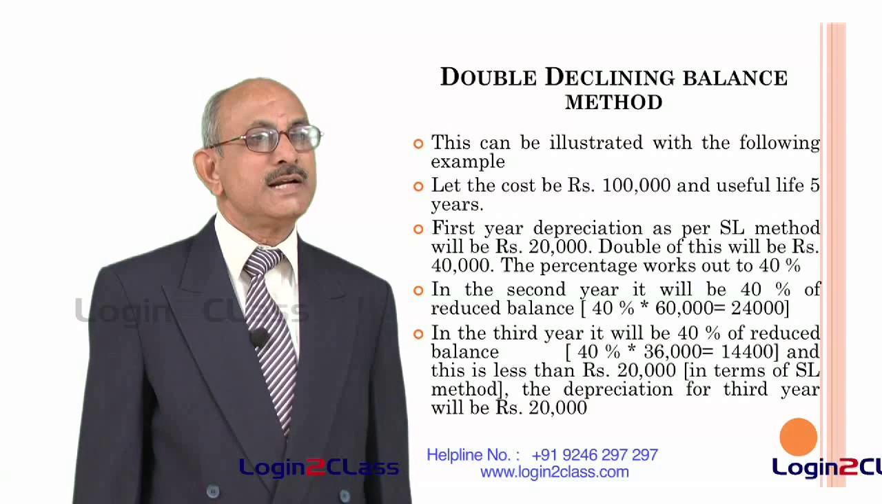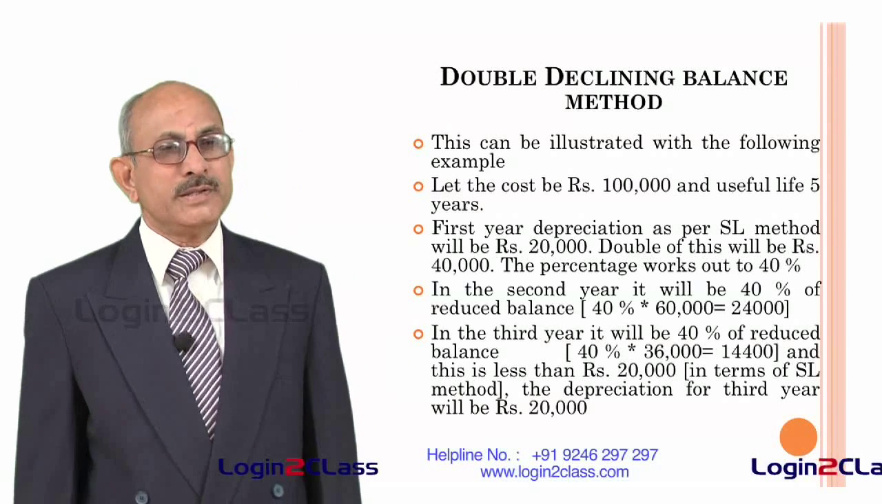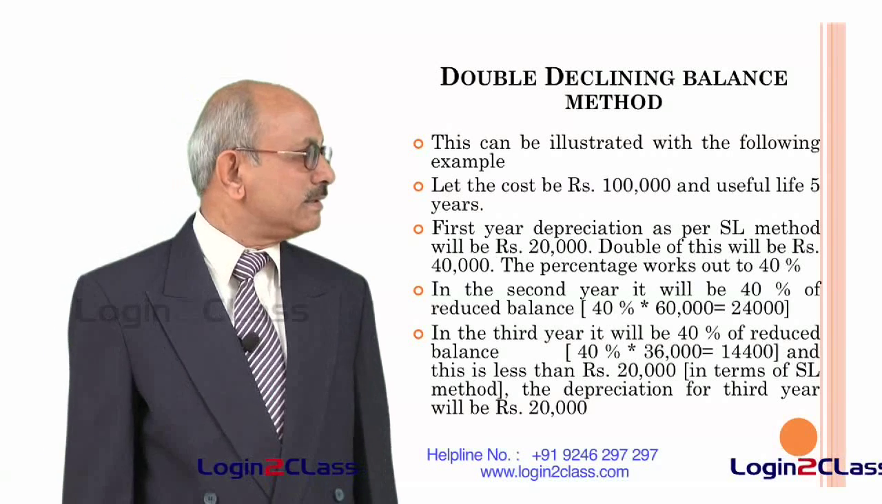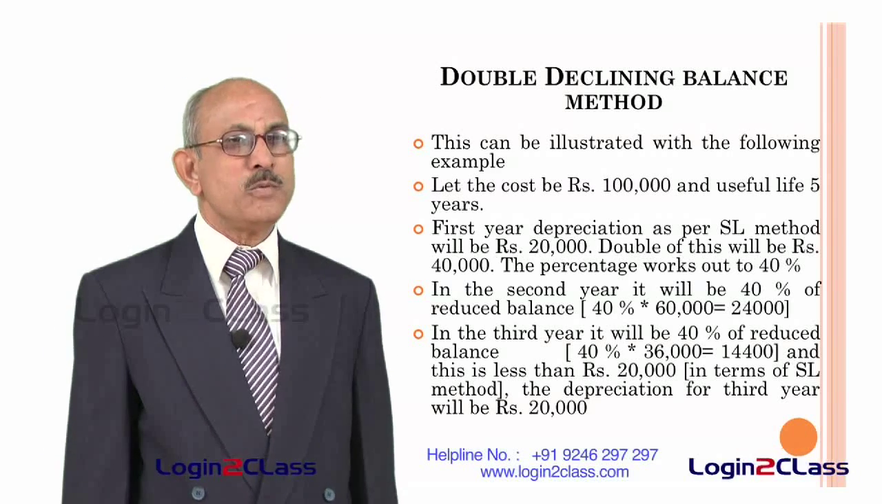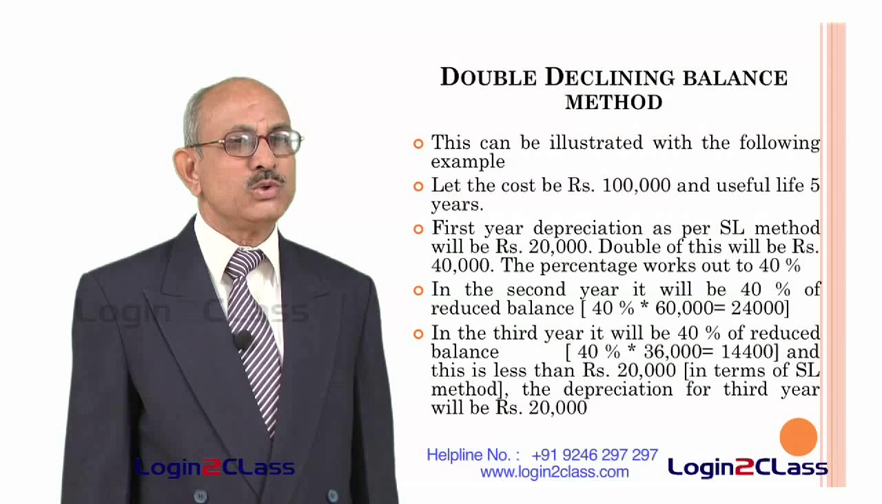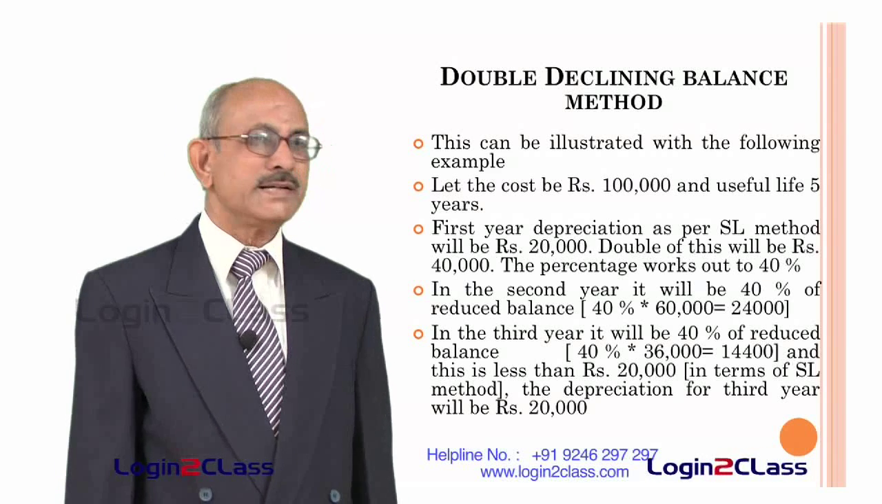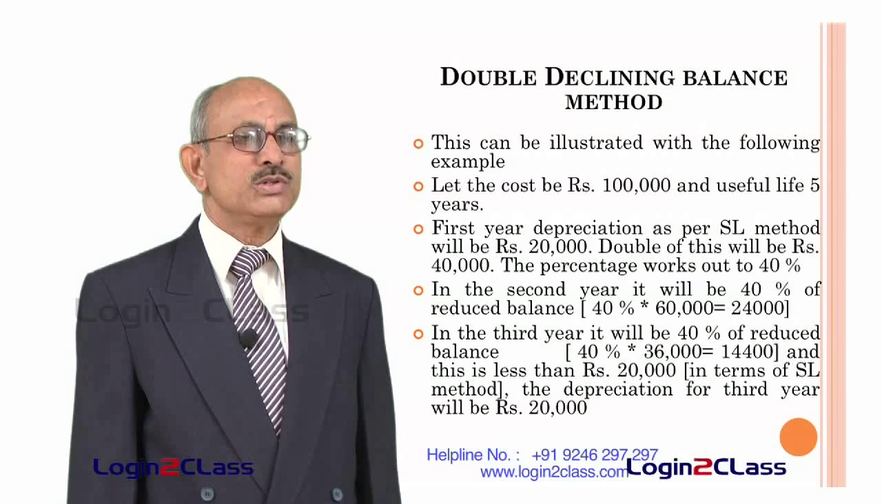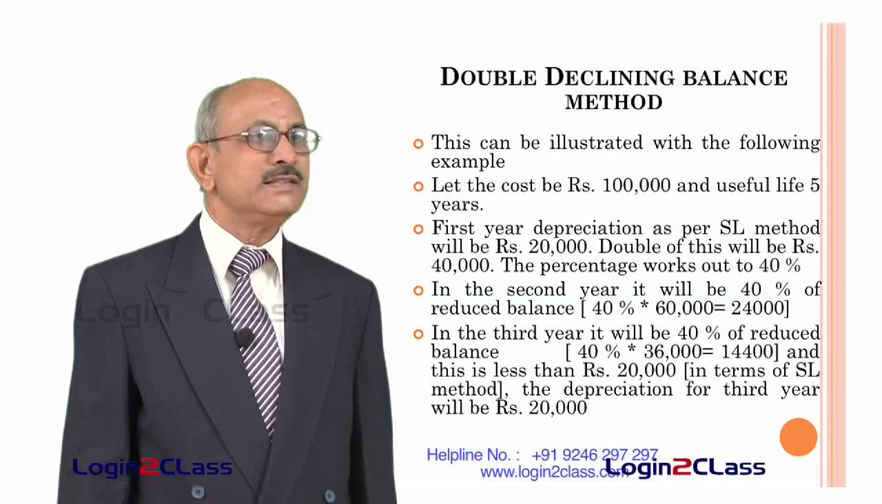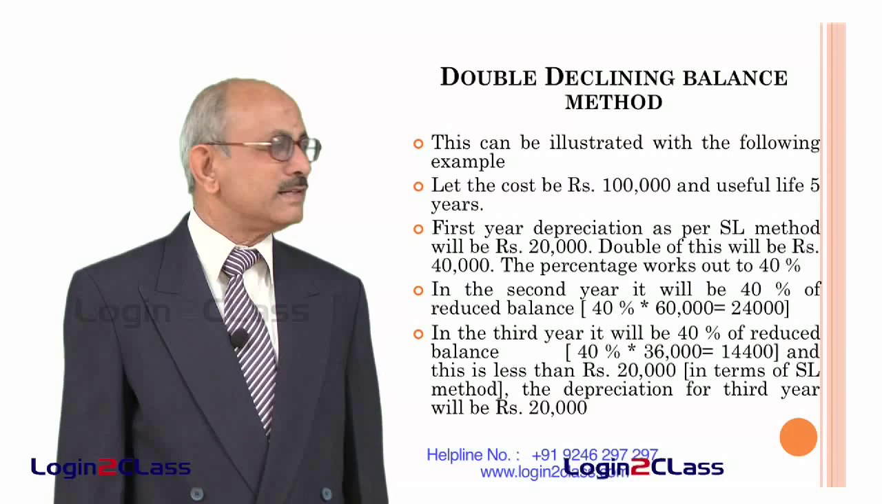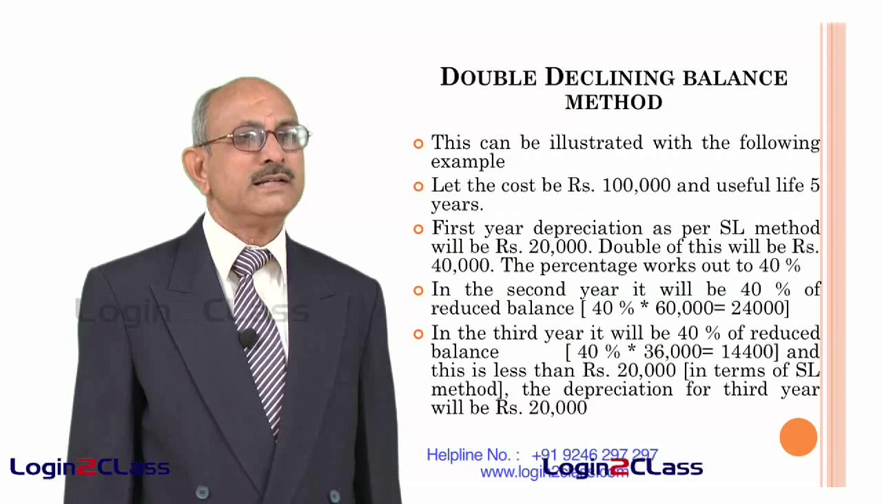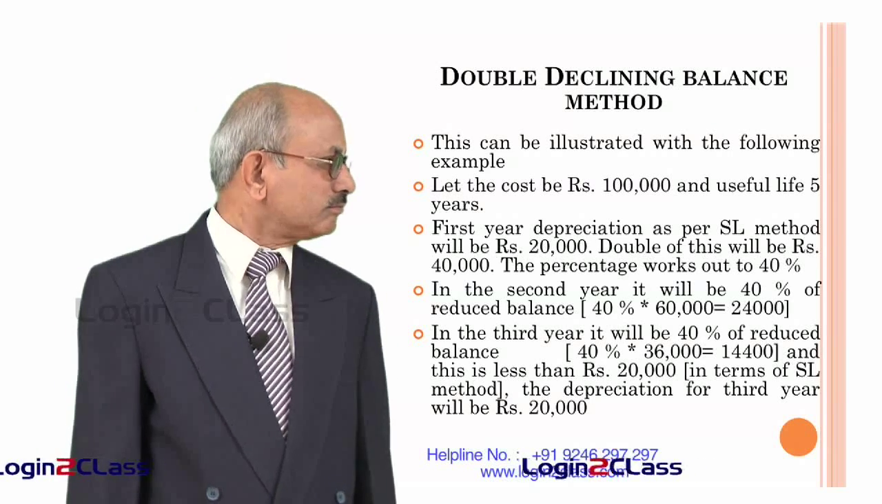That means until the time the depreciation is more than the straight line method, you keep applying the double declining balance method. The moment the depreciation amount goes below what is admissible under straight line method, then we switch over to straight line method. So, in this case what we are trying to do is depreciate an asset at a much faster rate than is normally permitted.